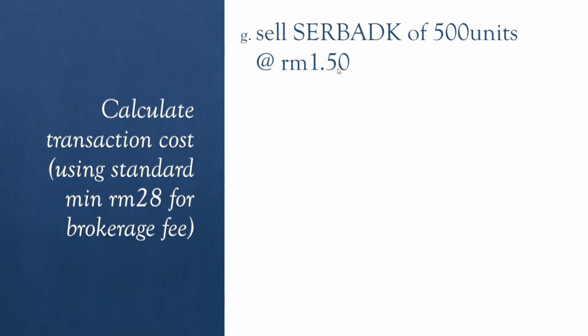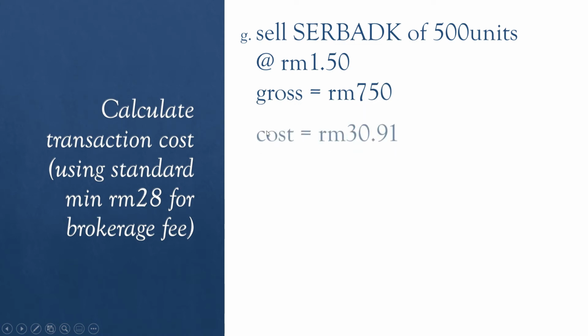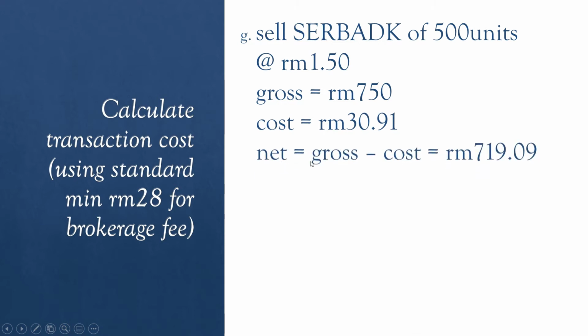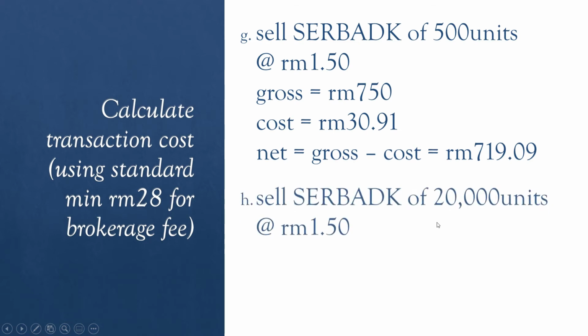Okay, now we sell Serba Dynamic of 500 units at 1.50. Gross is 750 ringgit. Cost is 30.91 ringgit. So net equals gross minus cost. Remember, because we sell, after gross minus cost, you'll get 719.09 ringgit.